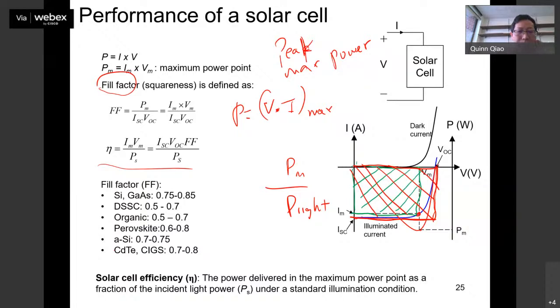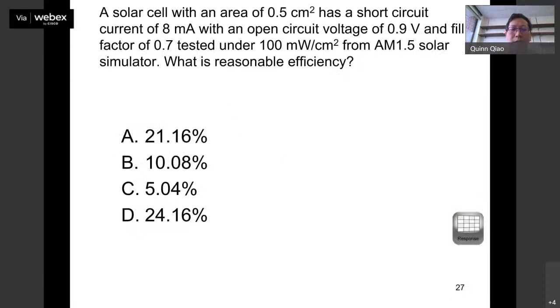Okay. So typically the fill factor for different solar cells is listed here. If you're interested, you can see there. Silicon solar cells are pretty high in fill factor, and most of the perovskites are also pretty high, and most of the solar cells have like 70 or 80% fill factor. That's pretty good. Okay, so here is a way for you to calculate the efficiency. I mean, we're not going to do this. This is a question for you to figure out by yourself.